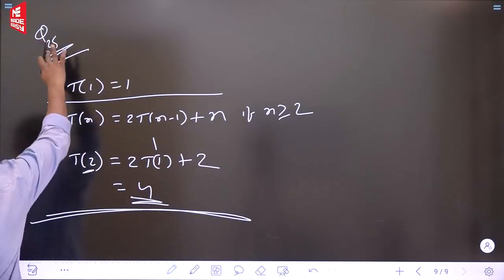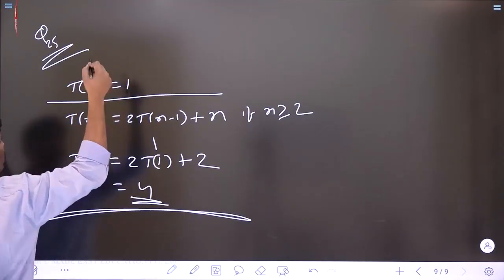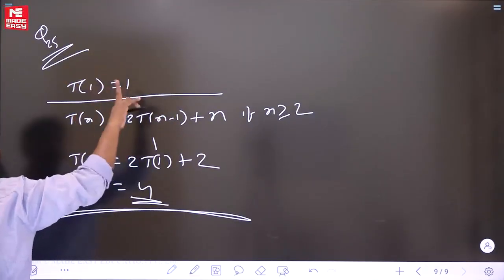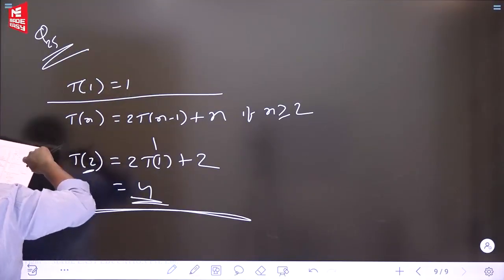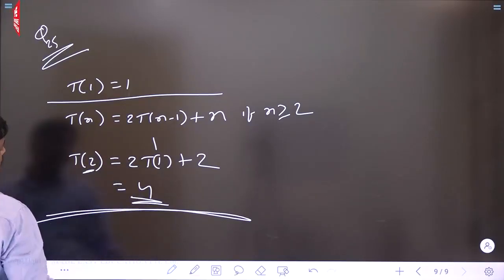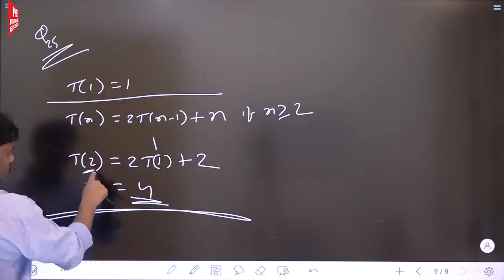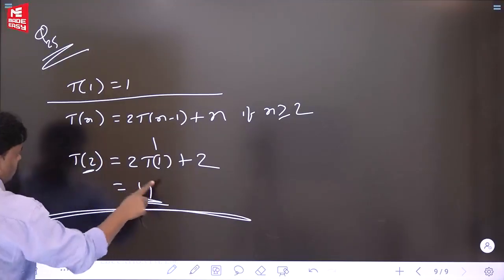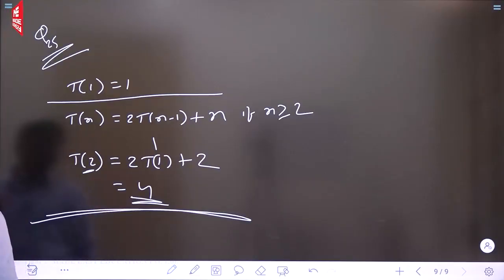For question number 25, how to solve this recurrence relation? Using the substitution method you can do it, but it will take 10 or 15 minutes because the AP-GP series big story will come. But because the options are given mathematically, why don't you substitute values? After substituting T2, I immediately got the answer. Suppose some people ask, after substituting 2 you got 4 and 2 options are matching, what will you do? Do T3 also. You will get the clarity.